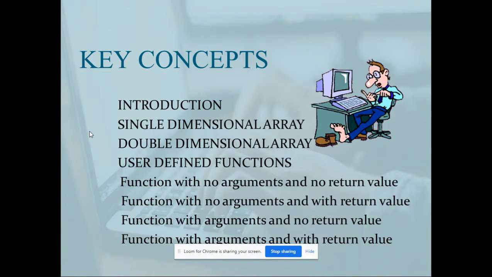So basically the main objective of this chapter is you are going to learn a new thing, how to represent different items together in a single array, and how to group all the different statements together in a single component called a function. So basically these two functionalities, usage, properties, and some example programs we'll be seeing in this chapter.